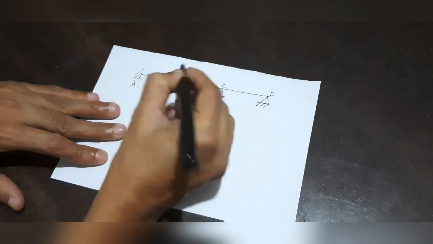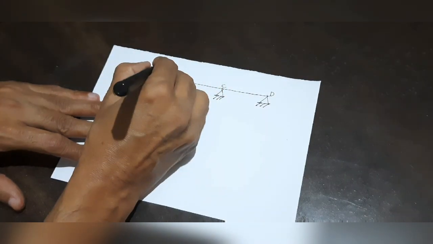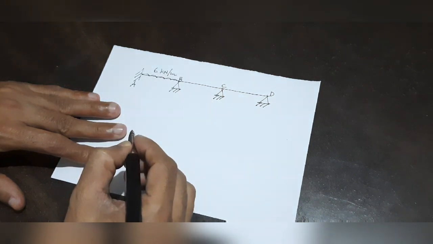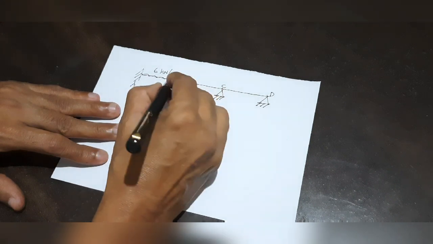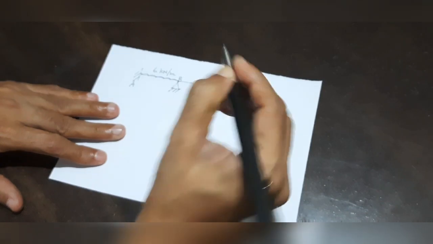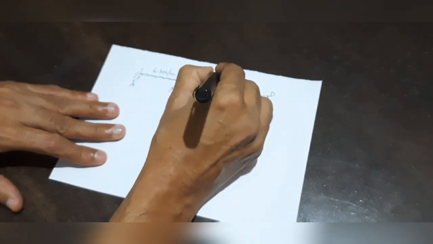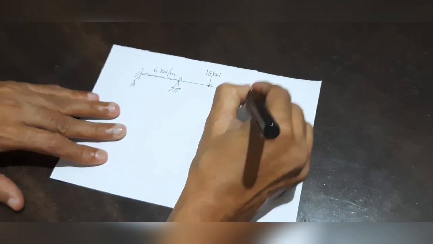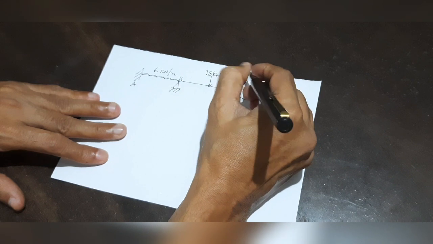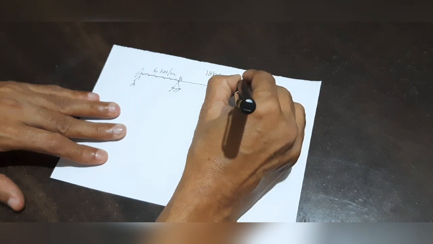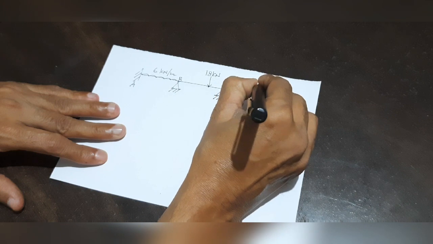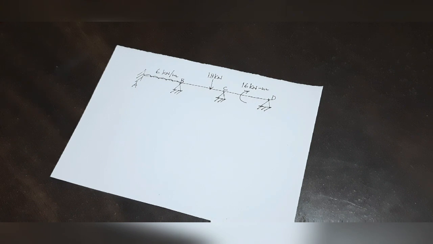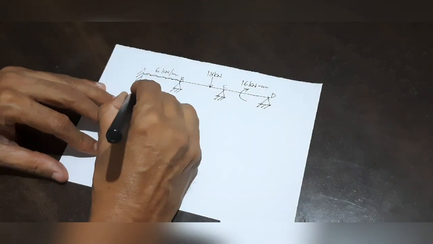As far as the beam is concerned, it makes no difference whether it's a hinge or roller unless there is an inclined load. Let us consider the AB portion is loaded with a load of 6 kilonewton per meter. At BC, there is an eccentric load of 18 kilonewton, and between CD, let us consider there is a moment which is anti-clockwise in nature, and the magnitude of the moment is 16 kilonewton meter.